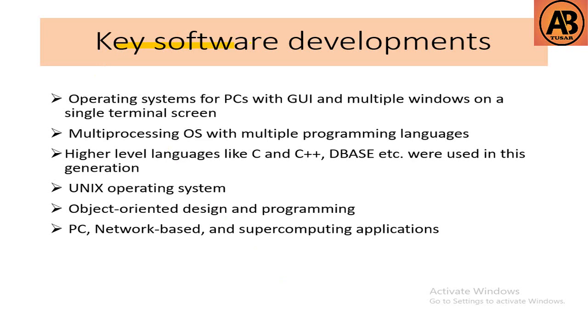Then key software developments of the fourth generation. Operating system for PC with GUI, that is graphical user interface, and multiple windows on a single terminal screen. Multiprocessing operating system with multiple programming languages. High-level languages like C, C++, dBASE, etc. were used in this generation. Unix operating system, object-oriented design and programming, PC network-based and supercomputing applications.